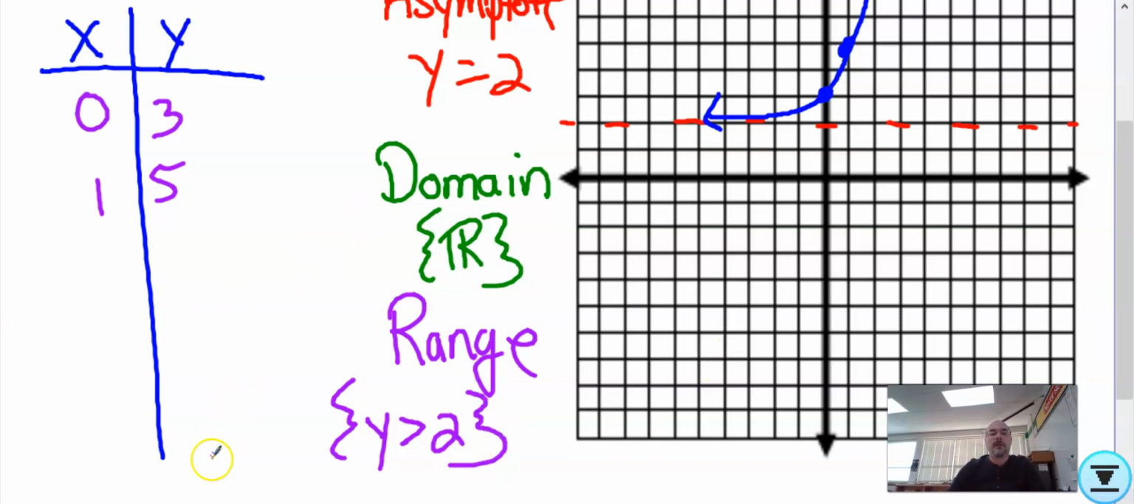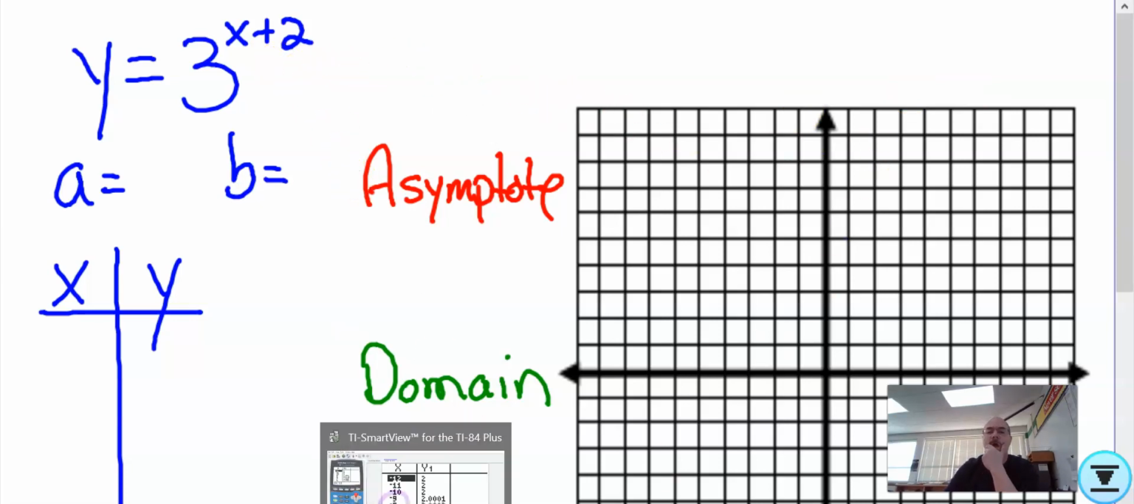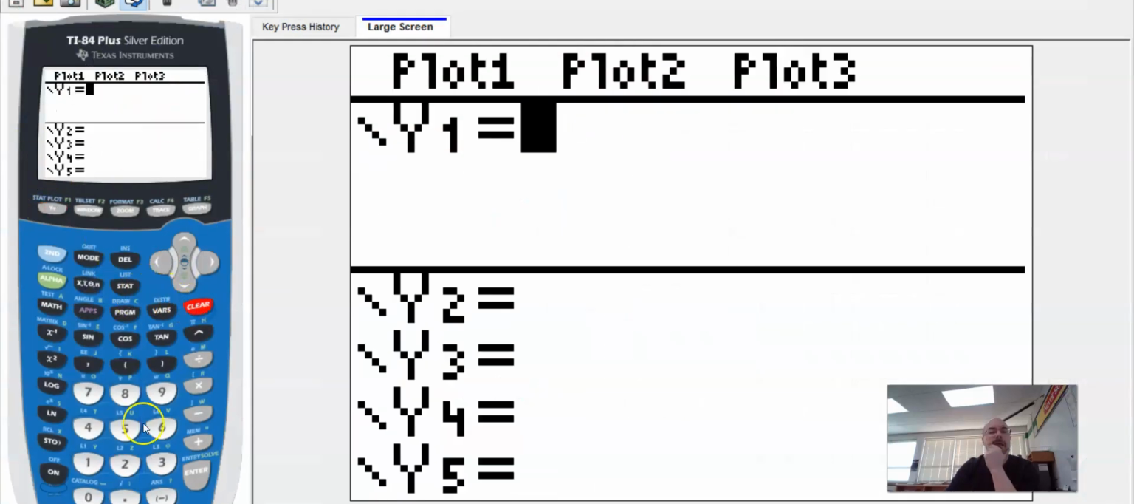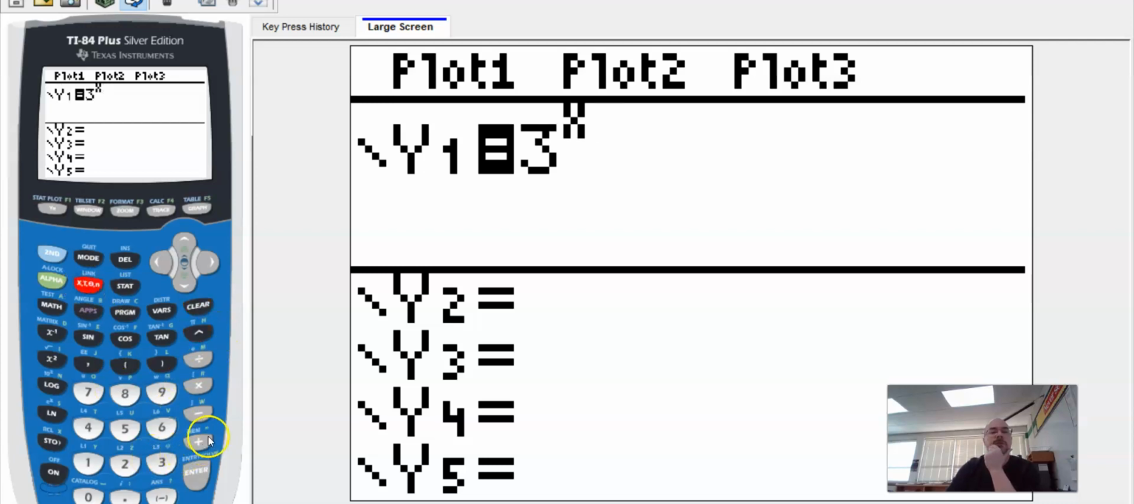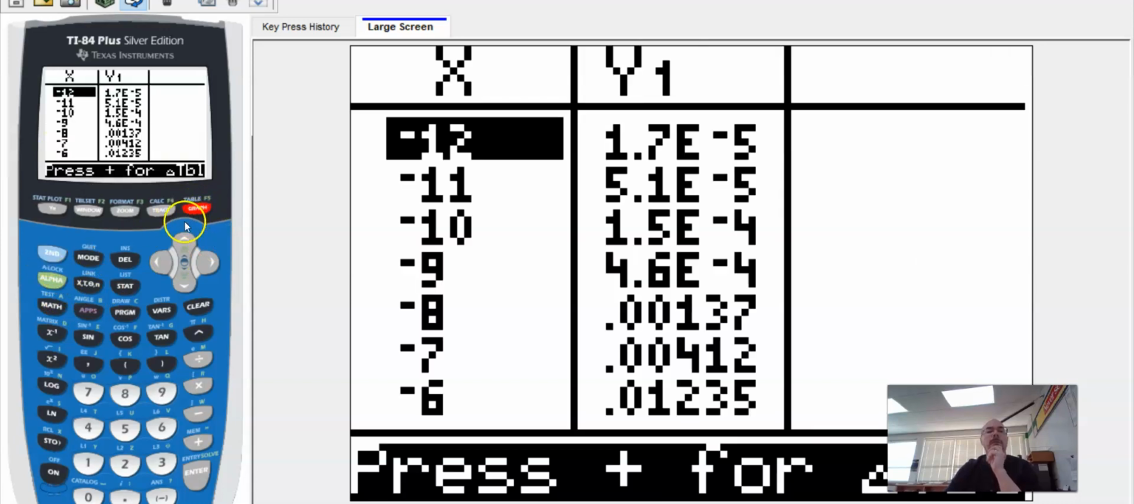All right, let's keep going. Okay, this one has an x plus 2 on it in the exponent. I wonder what that's going to do. Okay, so let's see. We're going to go here, clear that out, and I'm going to go 3 raised to the x plus 2 power. All right, I'm going to look at the graph. Oh, it looks like it moved over left, doesn't it? Okay, it looks like it moved to the left. Let's go ahead and look at the table.